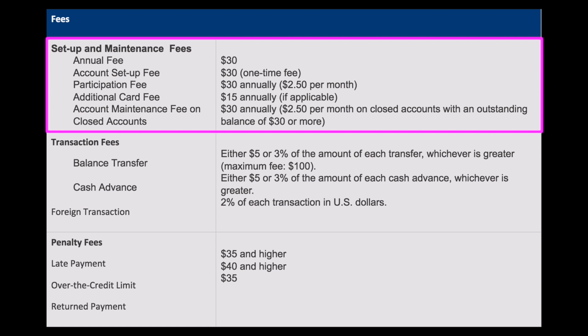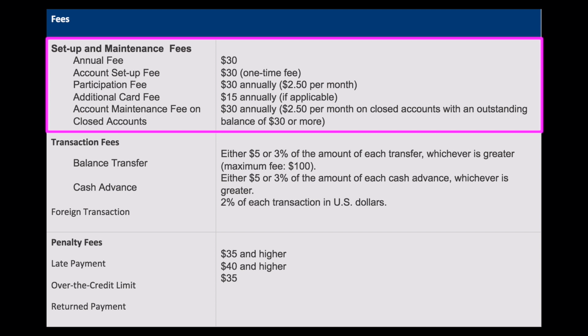An account maintenance fee on closed accounts will be charged if you close an account without paying the total balance. The fee is usually $2.50 a month. Remember that you will also be paying the balance and interest fees on this account.